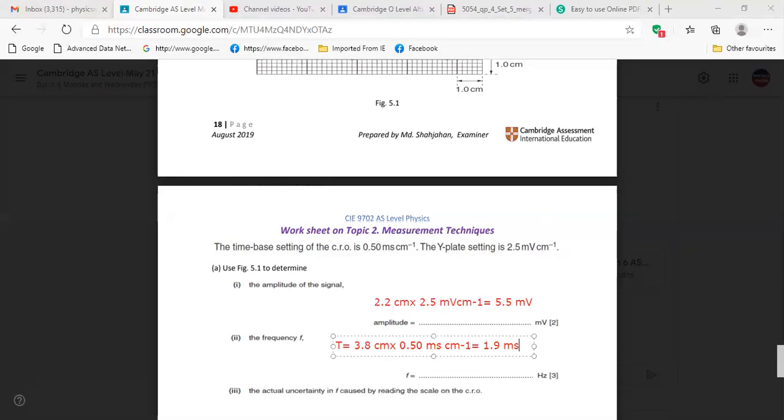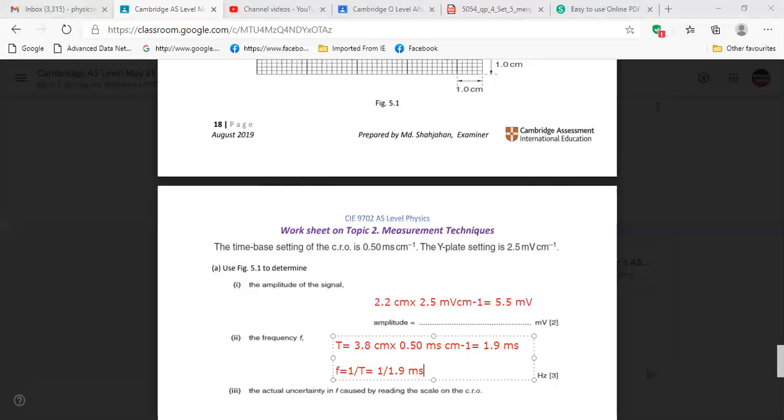Yes, sir. Now we have to find frequency. Frequency equals 1 by T. So what will be the frequency? 1 by 1.9 millisecond. The answer is 0.53, but it was millisecond, not second. So I say milliseconds, sir.